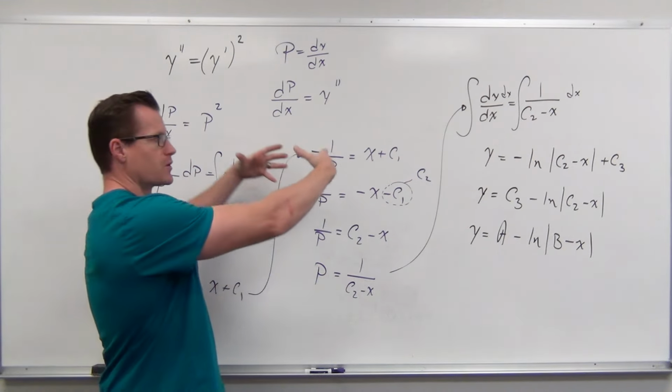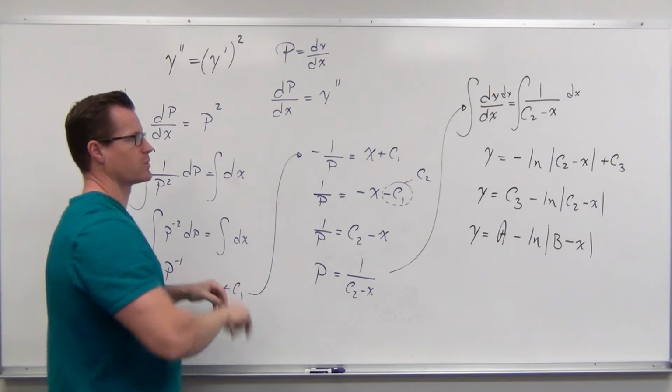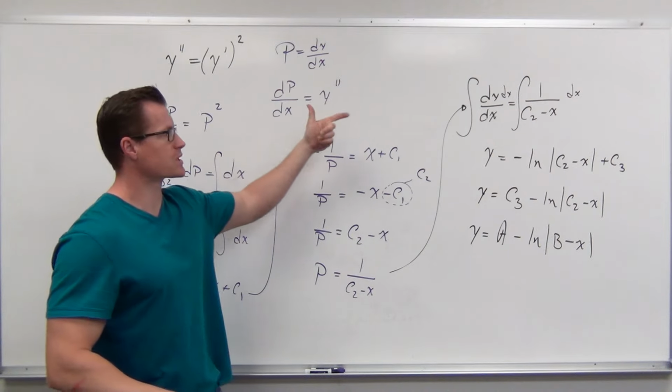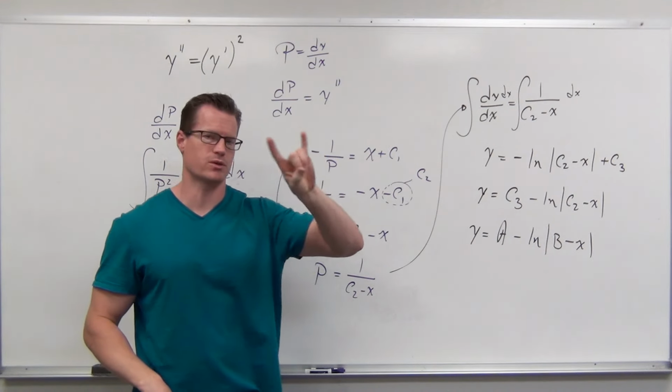When you do your first solving of your differential equation, you end with p. Solve for your p, you need to replace that with what p equals, and then you're going to have to integrate again. You get two arbitrary constants.